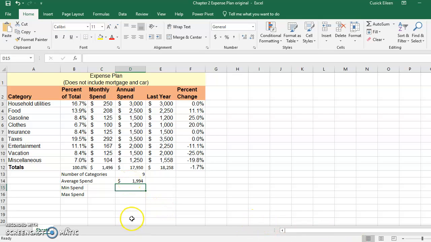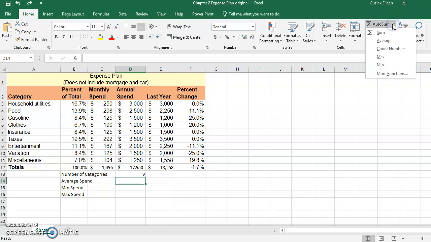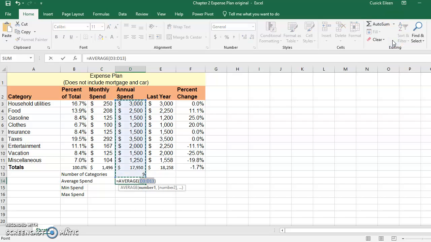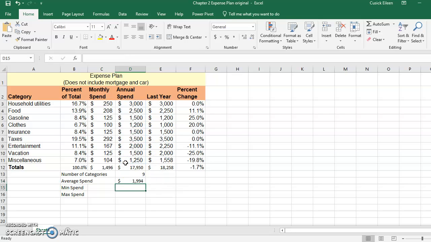Now, what if I want to go about this in a different way? Well, if I undo, I'm sitting on cell D14. It's important to have selected the cell that you want to be dealing with. If I come up to my AutoSum, I have something called average. And notice again, average is trying to include all of the numbers. It doesn't know the difference between what's in cell D13 or D12, so you would have to accommodate and set up what you want.